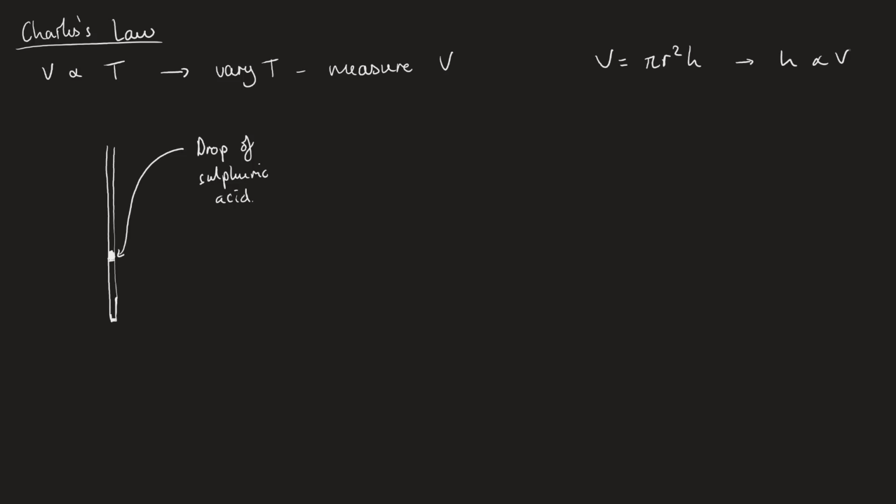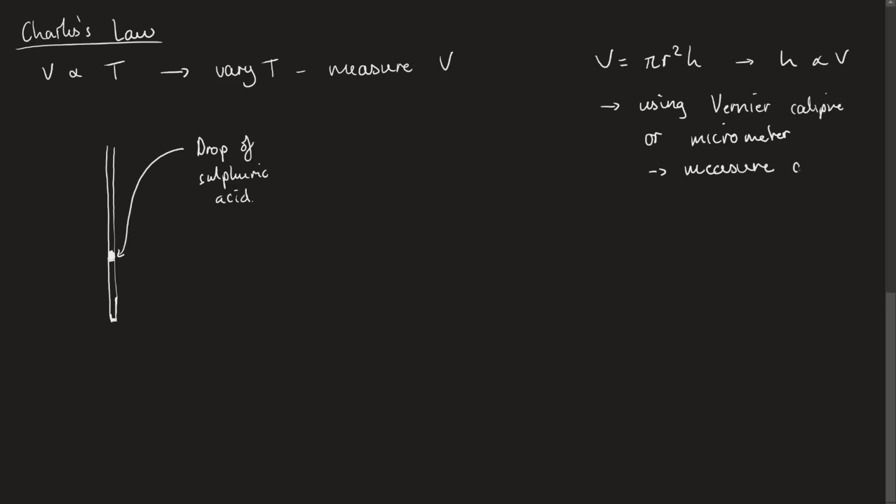We can also, if necessary, so if you are required to, you can measure the radius of this using a vernier caliper or a micrometer. You could potentially measure the diameter and then calculate the radius. However, I don't think personally that this would be necessary, because you're just trying to prove a proportionality. If you plot h against t, you'll still end up with the same proportionality as v against t, because h is also proportional to v.